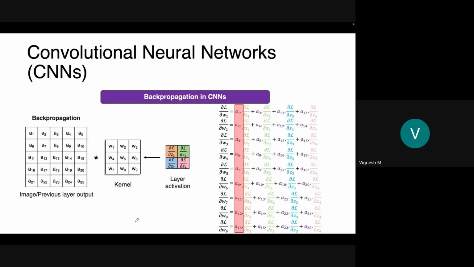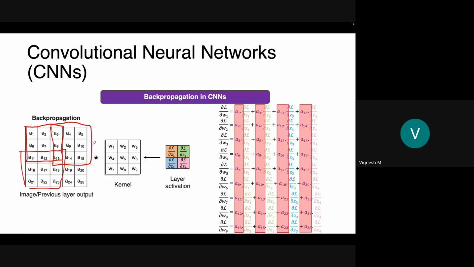A1, A2, A3. So if you take all the updates that belong to dou L by dou Z1, that is when you push this guy through, what happens? You get this part of your input space. So A1, A2, A3, A6, A7, A8, A11, A12, A13, right? And so on and so forth, right? Like then you get this part for the next one, and then this one for the third one, and so on. This one for the fourth.